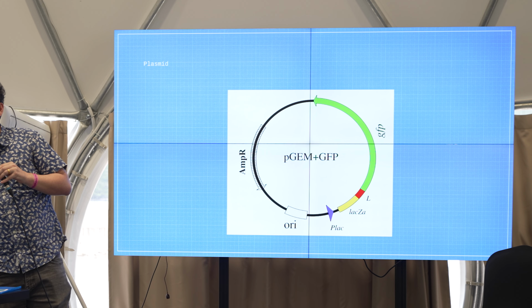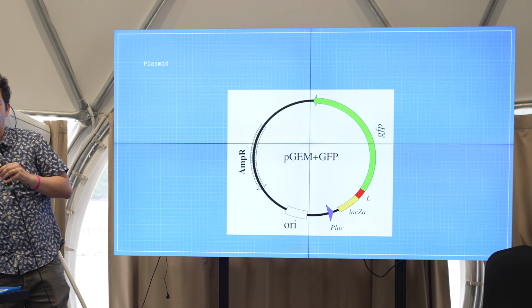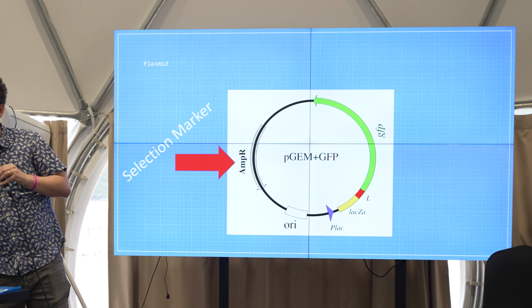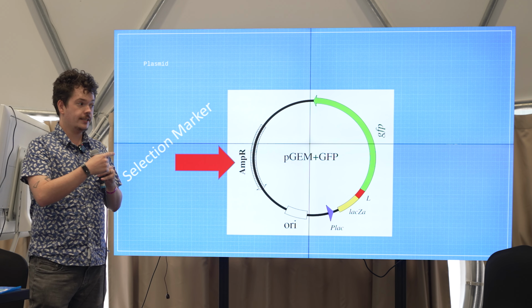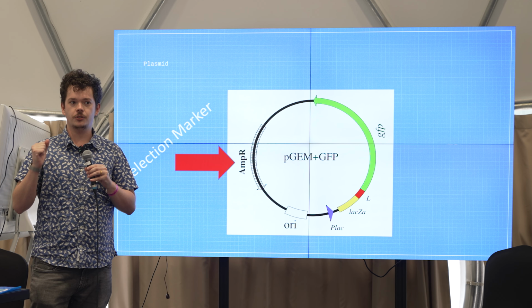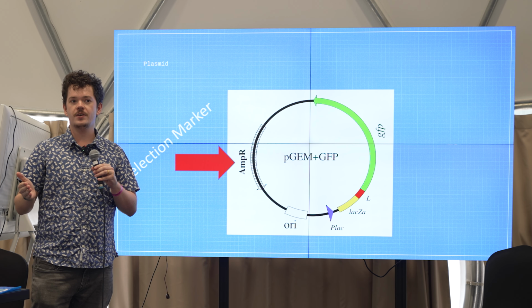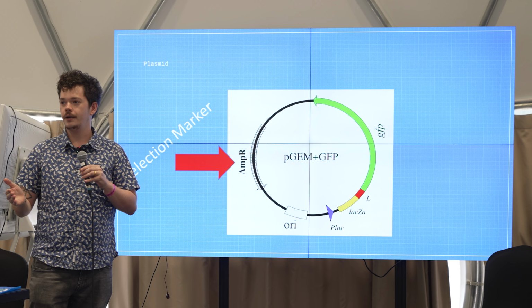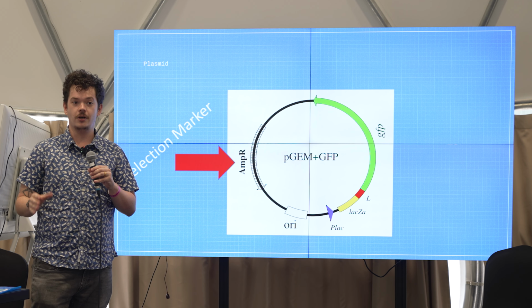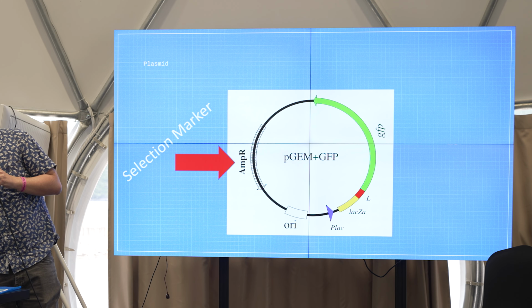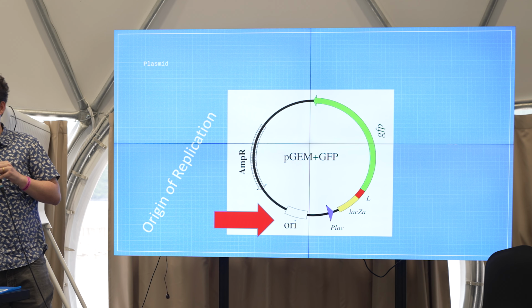But the problem with E. coli is we need a way to select all of them which has the plasmid, which doesn't have the plasmid. So we do that by a selection marker. In this case, the selection marker is an antibiotic resistance gene. So that way we can just add antibiotics. The only thing that's going to be in that solution is going to be the resistant E. coli. It's not going to be anything else, because otherwise it would die. Self-selecting.